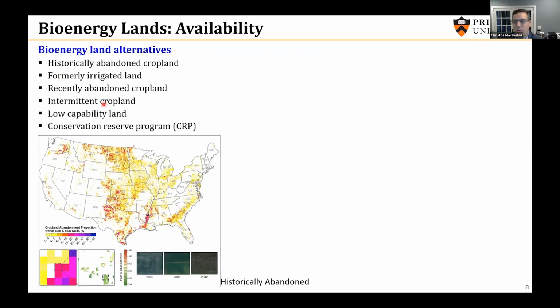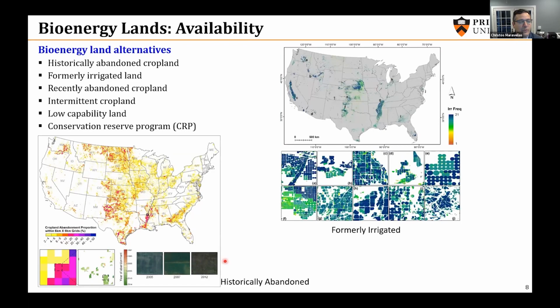These are all different definitions for marginal lands. So we could potentially use all of the areas identified under any of these definitions for bioenergy. This is an image of historically abandoned lands as identified by the tools that I just described earlier. And this would be the detail and the images over multiple years.